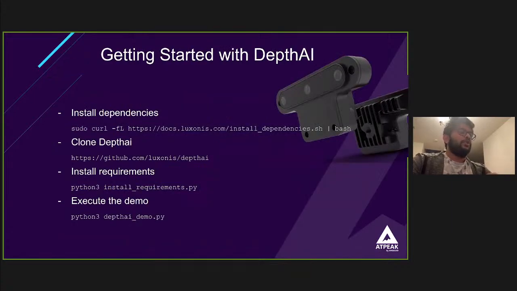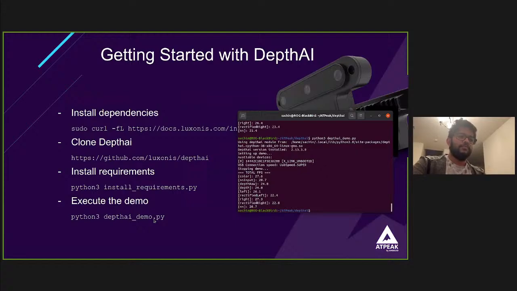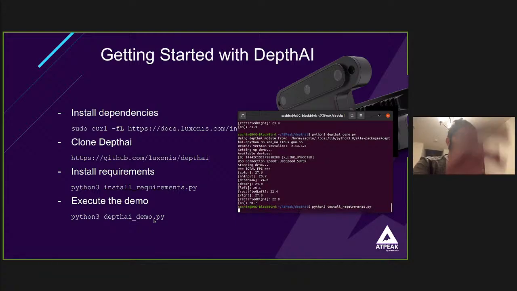So you can start with DepthAI with just four simple steps. One is running the installation dependencies. Then you just clone our DepthAI and install the requirements from the Python file in the repo, and then you just run your DepthAI OAK. Let's simply go over it right now. I already cloned it. Let's run the Python install requirements.